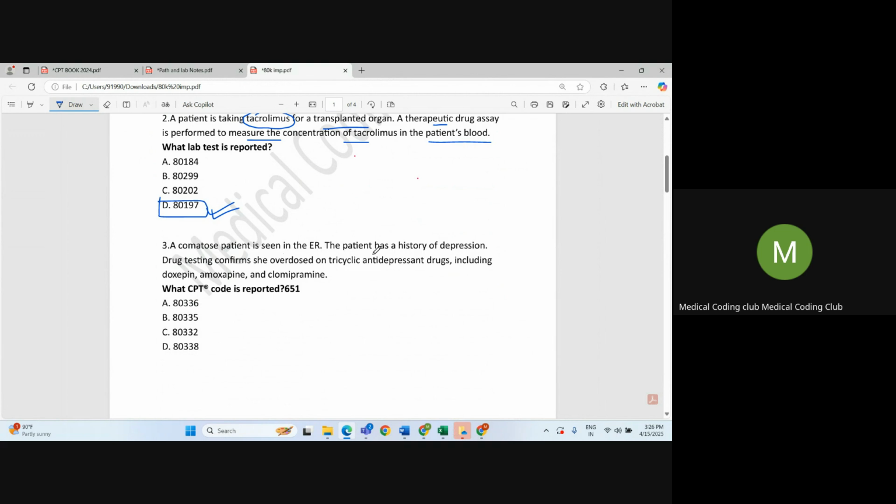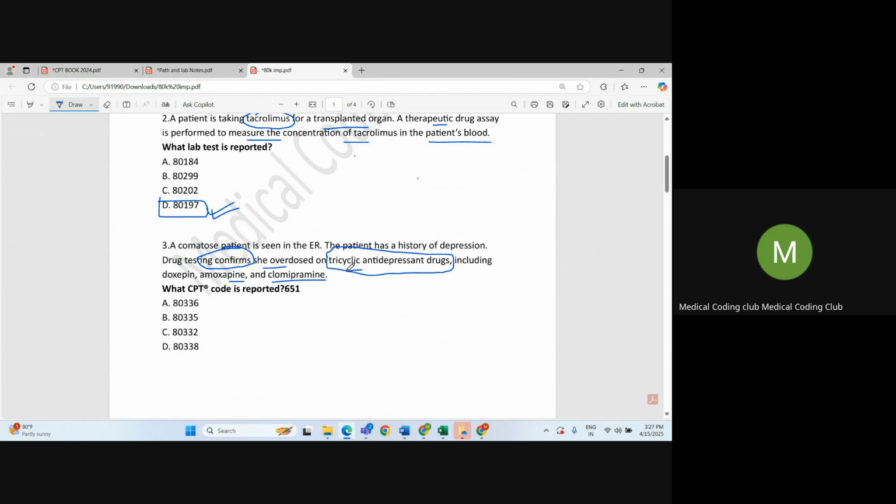Patient is seen in ER and the patient has a history of depression. Drug testing confirms she overdosed on tricyclic antidepressant drugs, including doxepin, amoxicillin, and one more drug. So there are 3 drugs here which come under tricyclic antidepressants. This is again a definitive drug because they are confirming. Drug testing confirms, so we have to check the definitive drug class listing. That way we easily will be able to take the code.